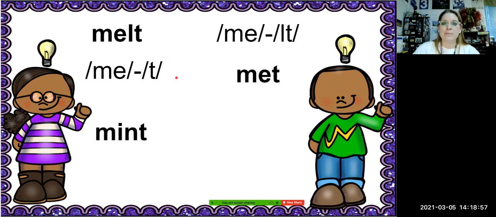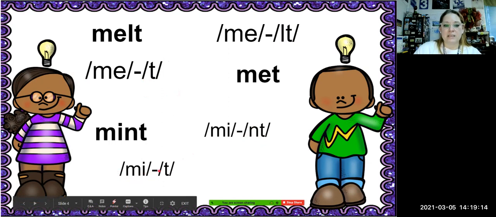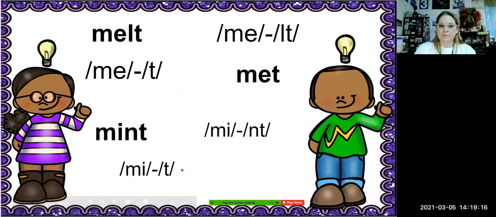Our next word is the word mint, mint. We have mint. nt is the blend. Which letter sound are we going to get rid of? The n. Good. So now we just have mit. What is the new word? Mit is the new word.